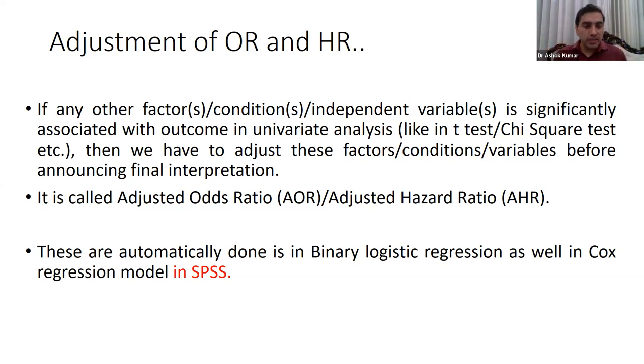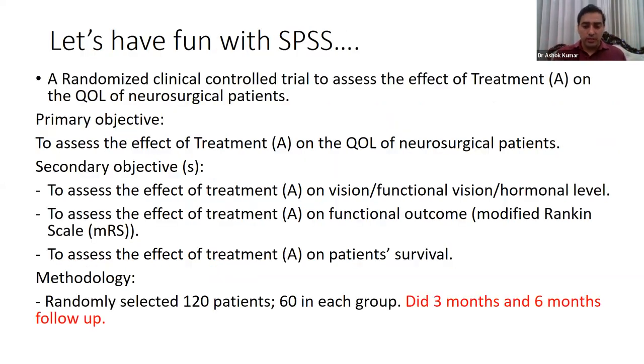So it is called adjusted odds ratio, AOR, or adjusted hazards ratio, AHR. These are automatically done in binary logistic regression as well as in the Cox regression model in SPSS. So there is no need to worry. These are automatically done. So let's have fun. Okay.